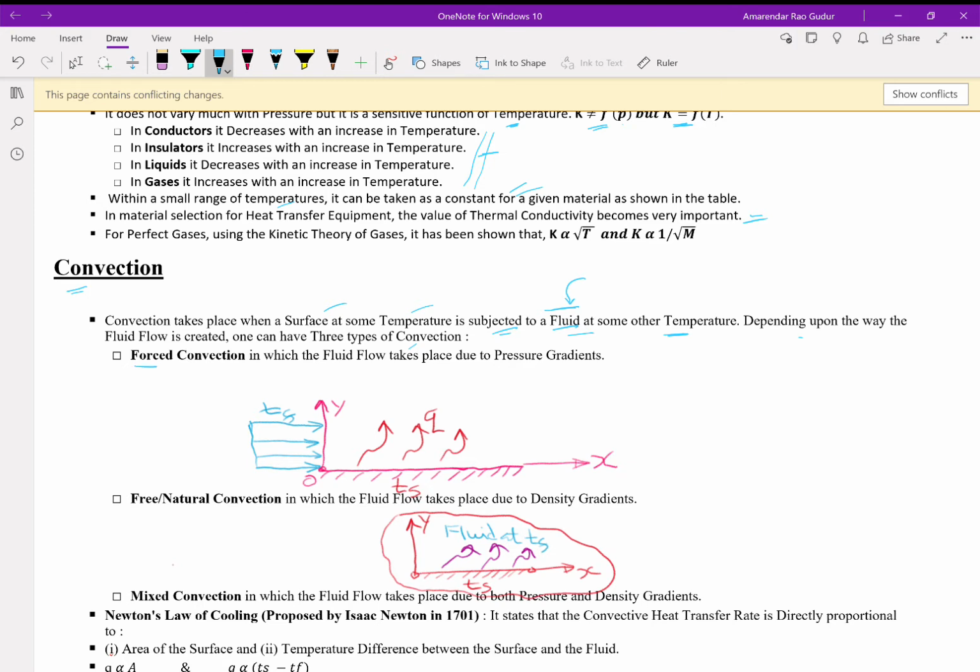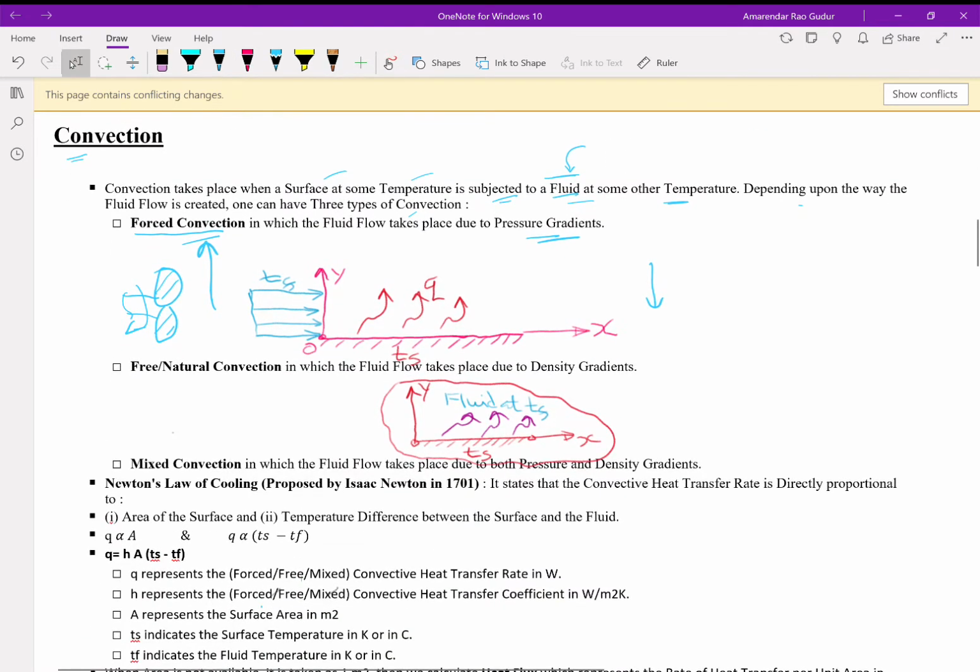First is forced convection, in which the fluid flow takes place because of pressure gradients. In other words, in forced convection, the fluid flow takes place because of an external agency like a fan or a blower or a pump. So you are going to have high pressure at the upstream and low pressure at the downstream, and this pressure difference is the reason for the fluid flow.